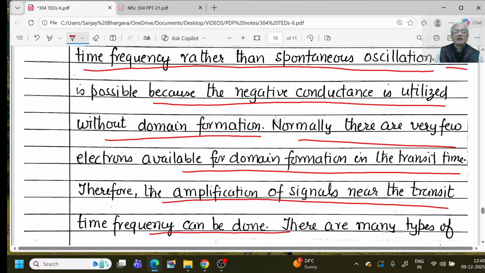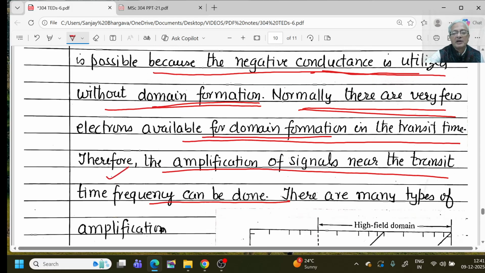तो हमने क्या बोला है, ये पॉसिबल क्यों है ऑसिलेशन की जगह एम्प्लीफिकेशन? दिस इज पॉसिबल बिकॉज द नेगेटिव कंडक्टेंस इज यूटिलाइज्ड विदाउट डोमेन फॉर्मेशन. डोमेन फॉर्मेशन में यूज नहीं कर रहे हैं हम. नॉर्मली देर आर वेरी फ्यू इलेक्ट्रॉन्स अवेलेबल फॉर द डोमेन फॉर्मेशन इन द ट्रांजिट टाइम. पूरे ट्रांजिट टाइम के अंदर डोमेन फॉर्मेशन के लिए इलेक्ट्रॉन अवेलेबिलिटी बहुत कम है. इसीलिए एम्प्लीफिकेशन ऑफ सिग्नल नियर द ट्रांजिट टाइम फ्रीक्वेंसी कैन बी डन.